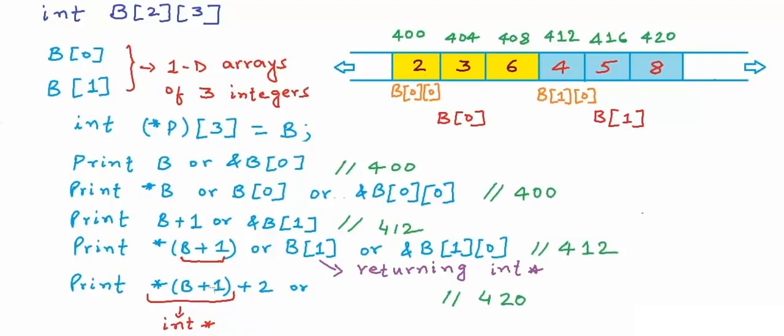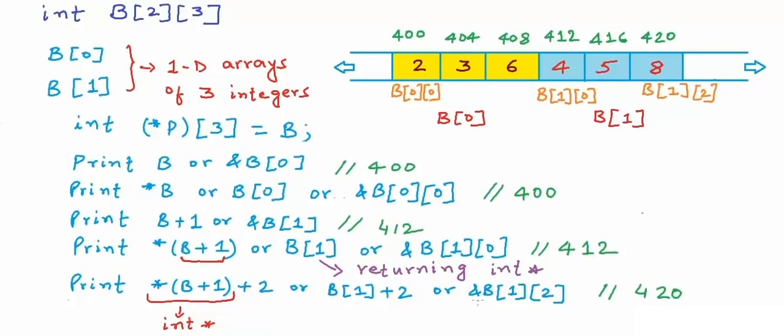*(B plus 1) in this expression can be written simply as B1, because they are substitutes for each other, they are alternate syntax. So this is the same as B1 plus 2, and once again these expressions are returning a pointer to an integer. They are returning a pointer to this element B12. That's why we can also say &B12. All these 3 once again are the same.